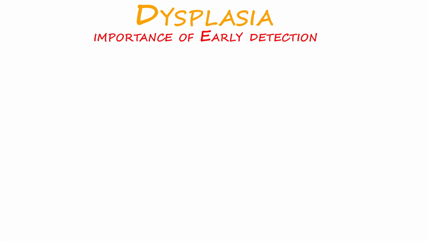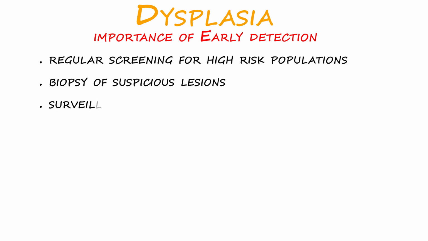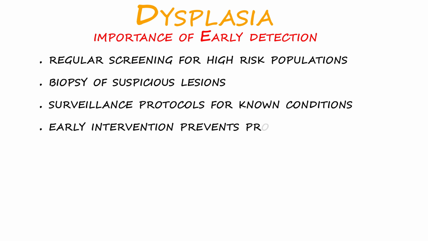Early detection of dysplasia is crucial in all these examples. Regular screening for high-risk populations, appropriate biopsy of suspicious lesions, and established surveillance protocols can prevent progression to invasive cancer. The goal is always to intervene before malignant transformation occurs.